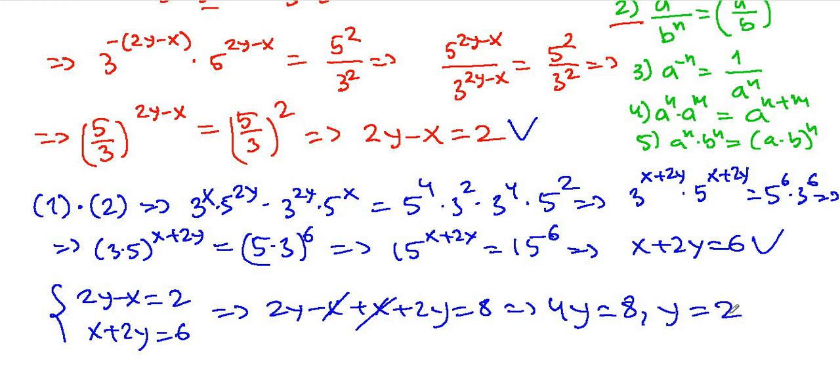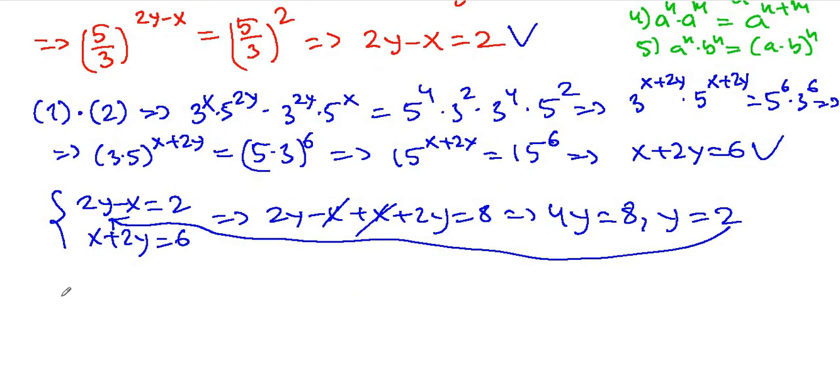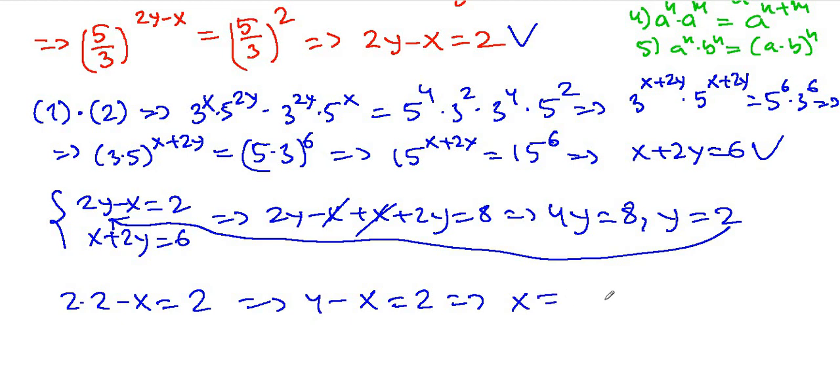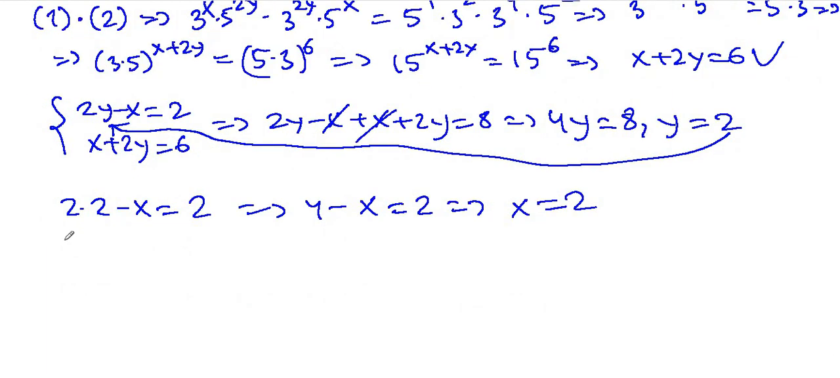Now substituting this 2 into y, in the first equation, I will get that 2 times 2 minus x is equal to 2, and here 4 minus x is equal to 2, and here x is equal to 2. If we finalize, we got the answers. The first solution is x is equal to 2, and the second answer is y is equal to 2. So this is our final answer.